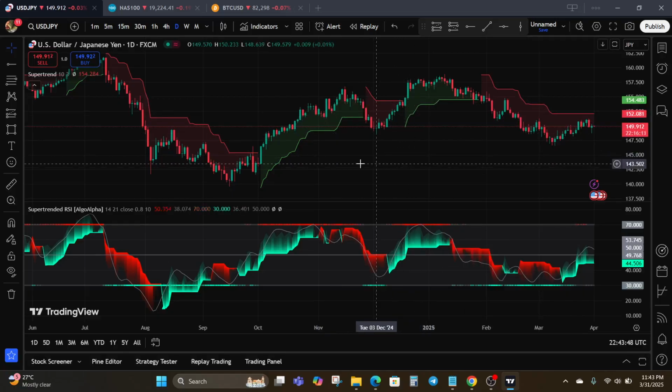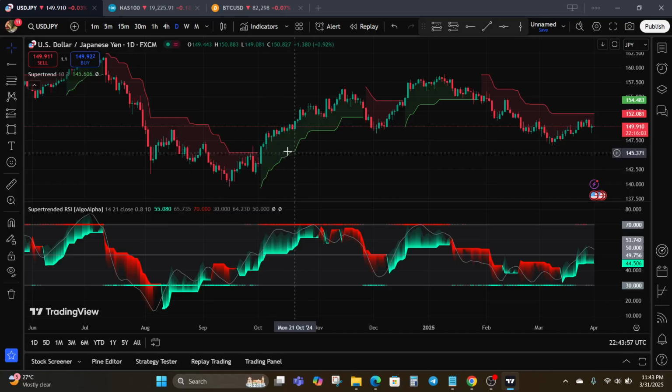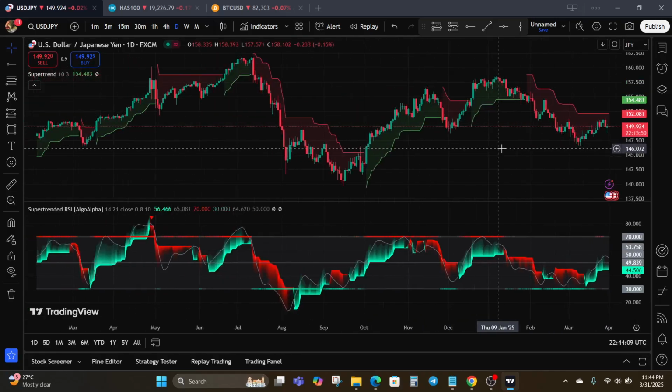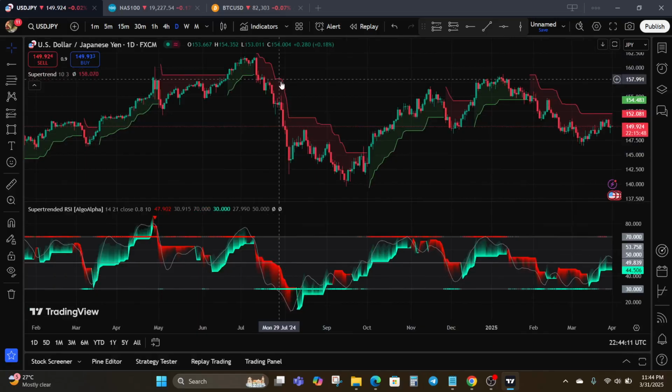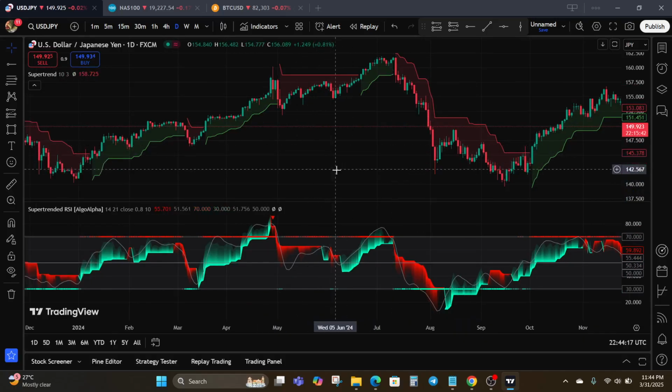You can see that the SuperTrend indicator basically shows areas of support and areas of resistance. When you have the green shaded area below the candlesticks, it shows that bullish momentum is prevailing. And when you have the red shaded area above the candlesticks, it shows that bearish momentum is prevailing. And the red line serves as a dynamic resistance, while the green line serves as a dynamic support.